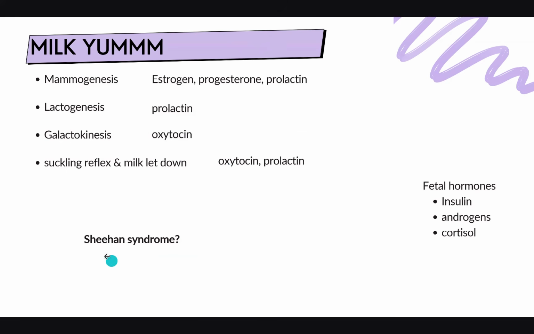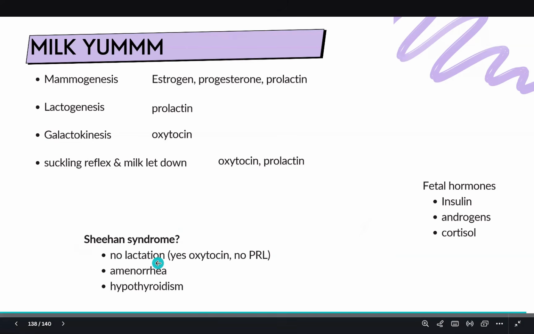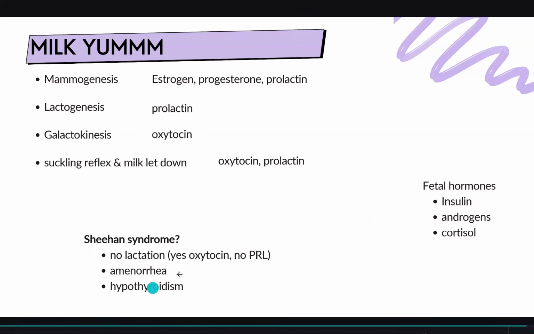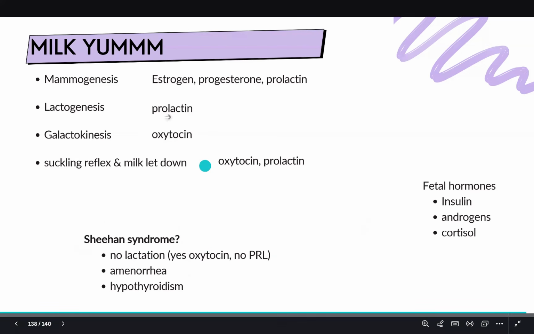Now, there's something called Sheehan syndrome, which happens during labor when there is infarction or decreased blood flow to the pituitary gland itself. This decreased blood flow will make the pituitary gland die, and this leads to no lactation after pregnancy. Why? Because there is no prolactin. However, oxytocin is still released, because only the anterior pituitary dies. And then we have amenorrhea, because there is no production of FSH, LH, and so on, so there are no proper cycles. There's also hypothyroidism because there is decreased thyroid stimulating hormone.